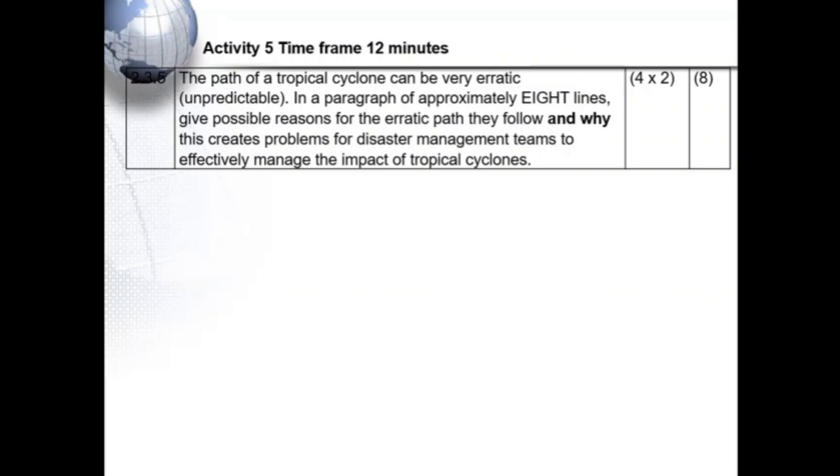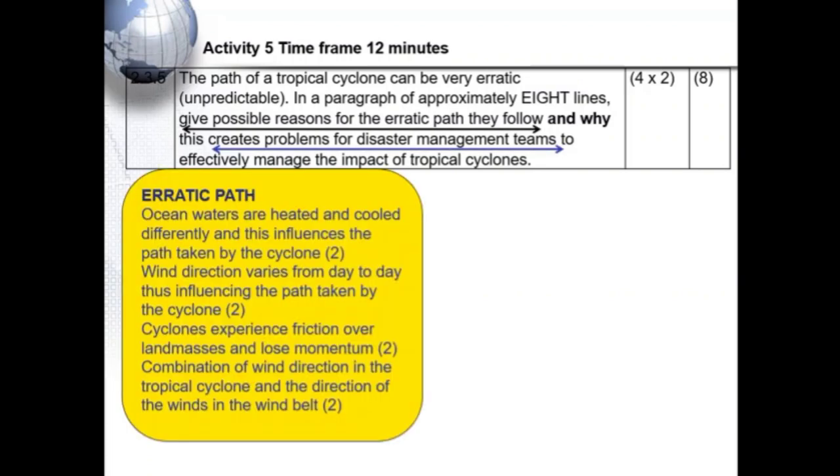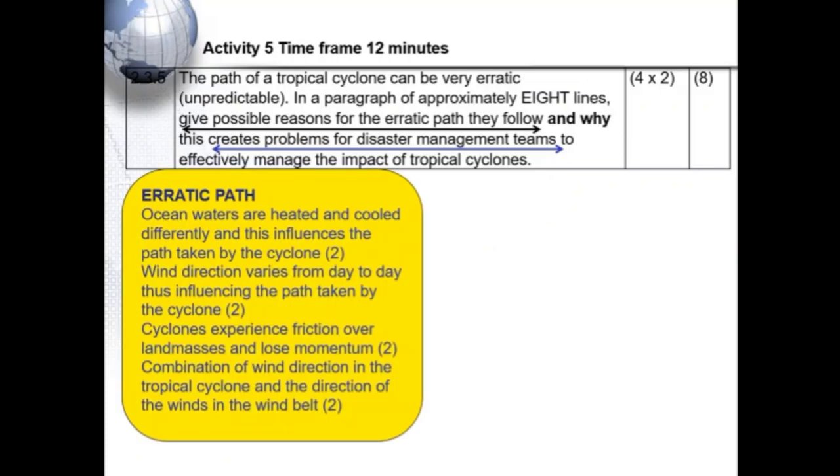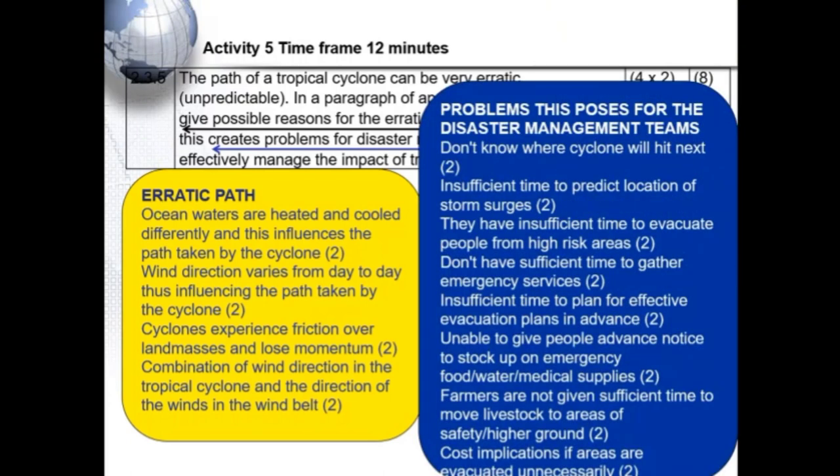Okay, here you go with your answers, ladies and gentlemen. Oh, there it shows, the line shows. Give possible reasons for the erratic path. Like I said to you, there are two things that you need to answer. And there we have some of the answers there for you for the erratic path. And then we also have the problems that it poses to disaster management.